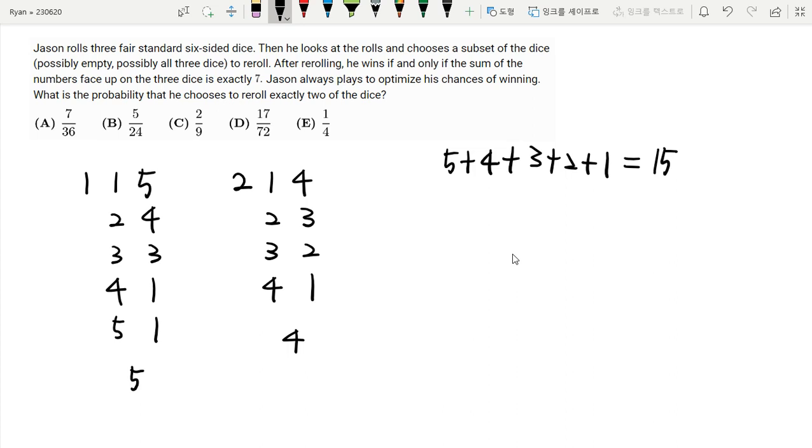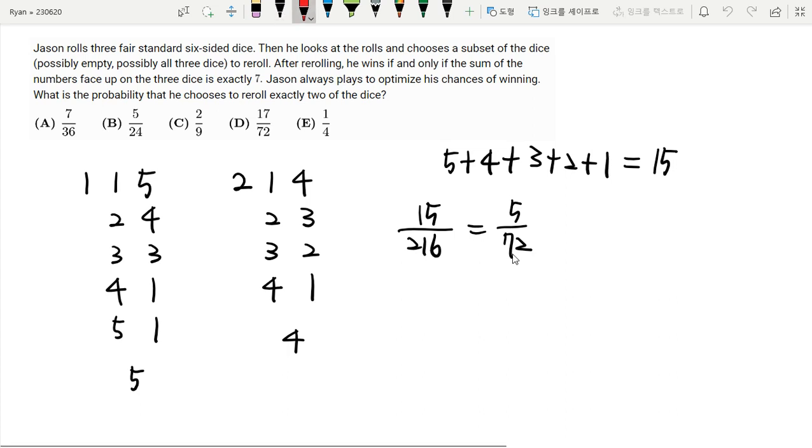15. And so there are 15 cases to make the sum of 7 from 3 dice, and the total number of cases is 6 cubed. So for the probability, it's 15 over 6 cubed, 216. That's equal to 5 over 72.